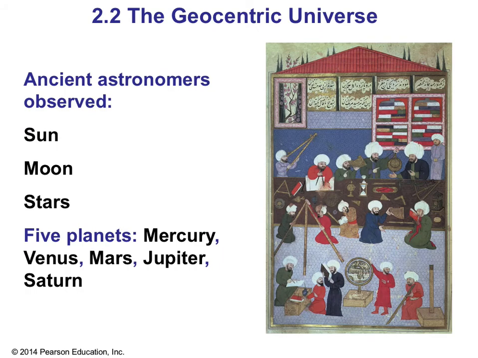So we know that ancient astronomers observed the sun, the moon, and the different phases of the moon and how they changed over time, the stars, and then the planets that are visible with the naked eye. So we have Mercury, Venus, Mars, Jupiter, and Saturn. This is pretty much an image showing you how during those dark ages science was being done and information was preserved and new discoveries were being made by early astronomers.